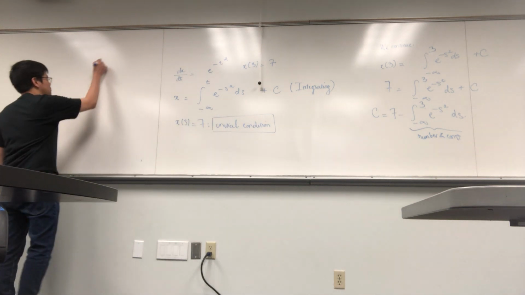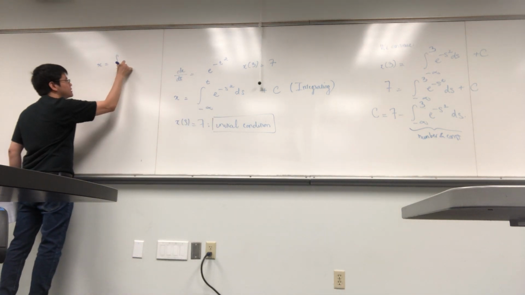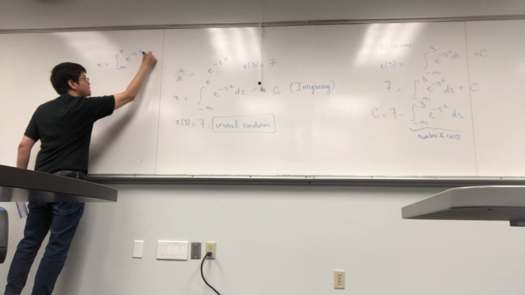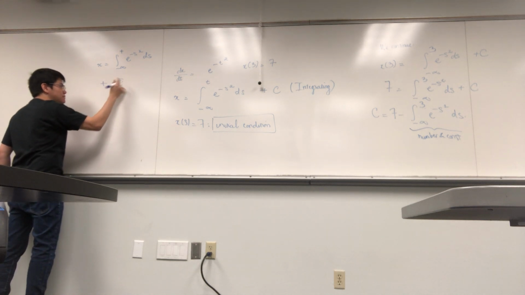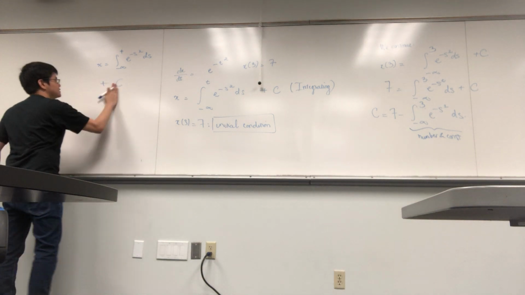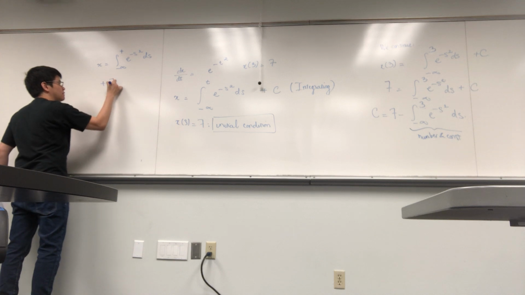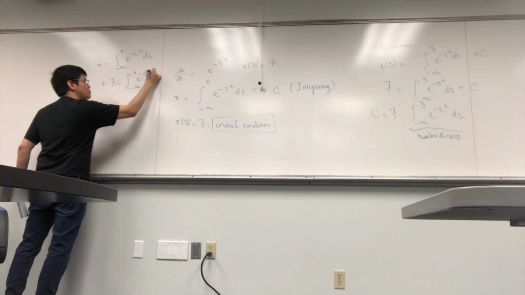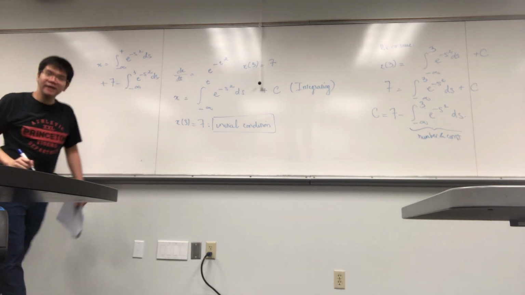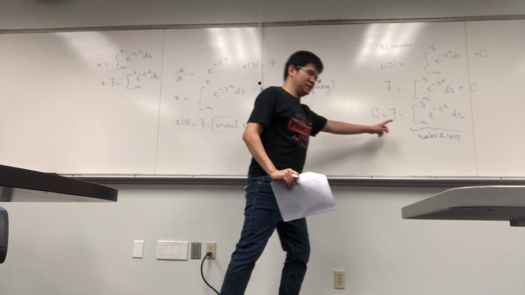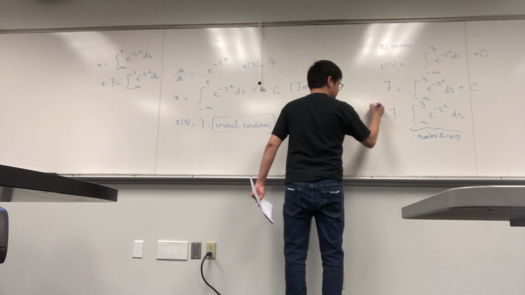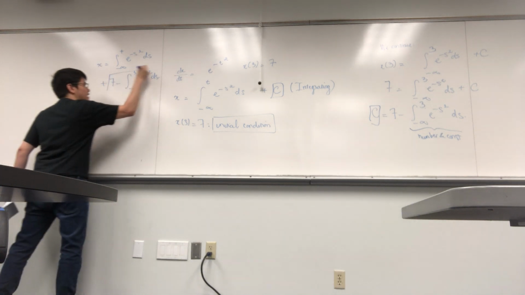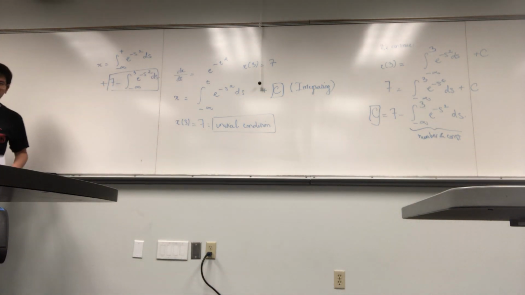All right? So x is going to be the integral from minus infinity to t of e to the power minus s squared ds plus c, but c will be replaced by 7 minus the integral from minus infinity to 3 of e to the power minus s squared ds. All right? So this is the c. So I'm going to replace this c here to the c here, and I'm going to have this formula, right?